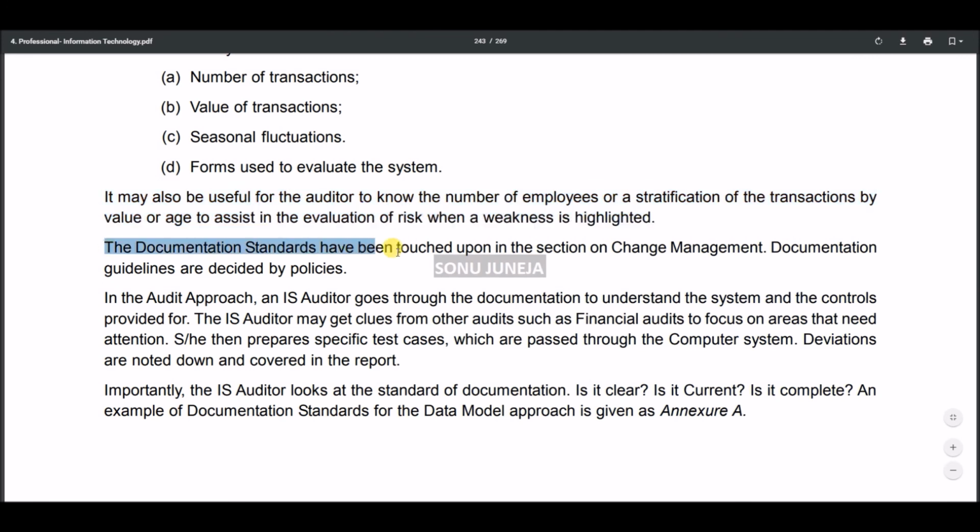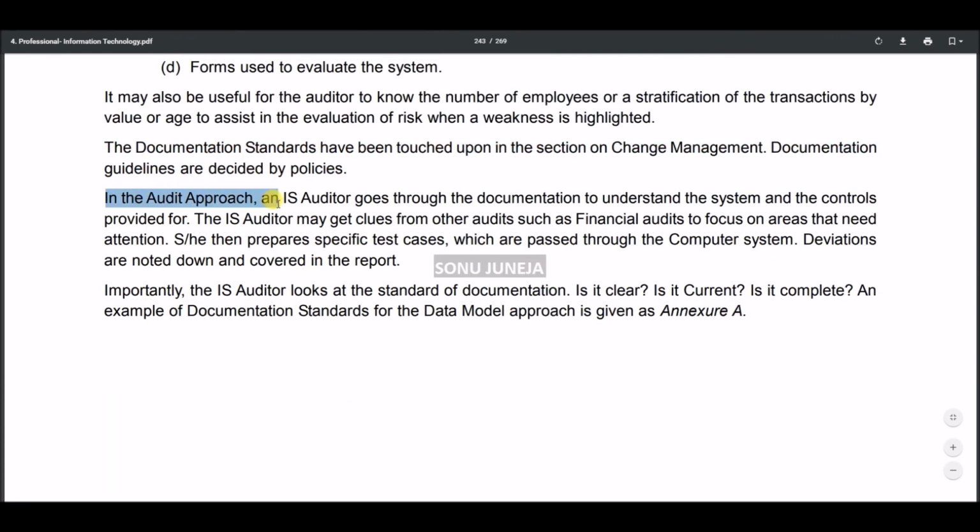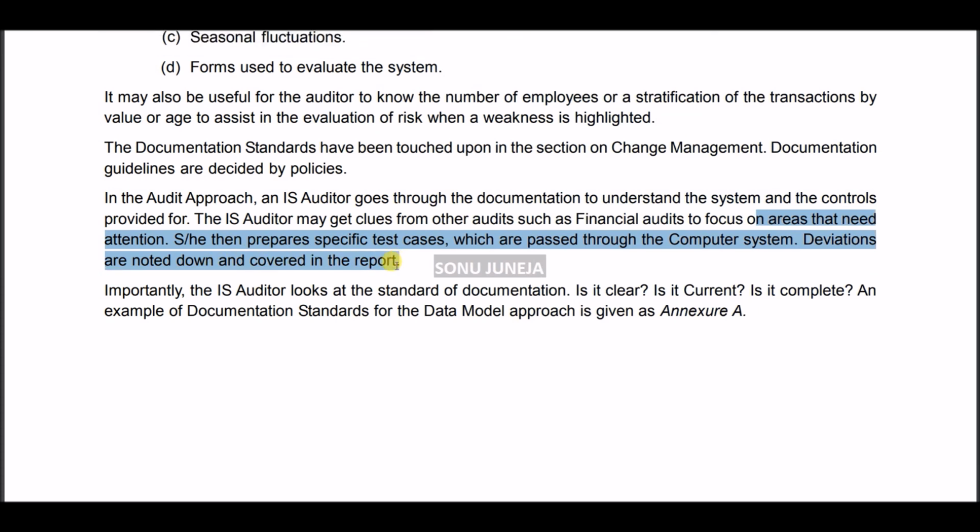The documentation standards have been touched upon in the section on change management. Documentation guidelines are decided by policies. In the audit approach, an IS auditor goes through the documentation to understand the system and controls provided for. The IS auditor may get clues from other audits such as financial to focus on areas that need attention. When he or she prepares specific test cases which are passed through the computer system, deviations are noted down and converted into a report. So you prepare a pre-form, in which you can create a checklist for the documents which need to be maintained, which later on you can present as a report.